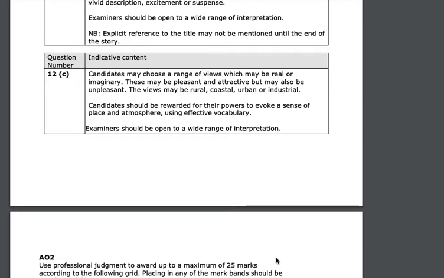So the examiners say candidates may choose a range of views which may be real or imaginary. These may be pleasant and attractive, but may also be unpleasant. The views may be rural, coastal, urban, or industrial. Candidates should be rewarded for their powers to evoke a sense of place and atmosphere using effective vocabulary. Examiners should be open to a wide range of interpretation. So they're looking for either a sense of disgust or pleasure or joy or coziness or a sense of home. They're looking for a meaning, a message in there.